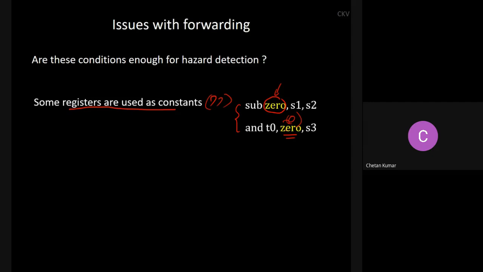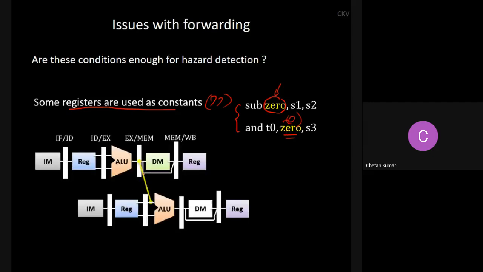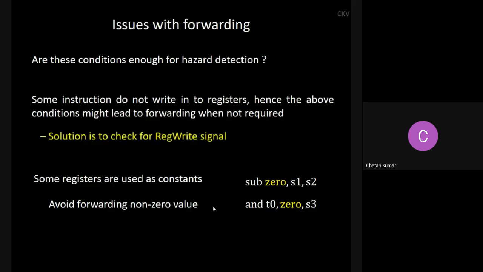But according to our condition, what happens? You might get forwarding because the destination is matching with the source. So in this case, a forwarding might happen. But is this forwarding correct? It is not correct because the zero register content will not be modified ever. I'll show you that example and how to tackle that. Again, the solution to check if a particular instruction will write into a register or not is to check the RegWrite signal, as many of you already pointed out.